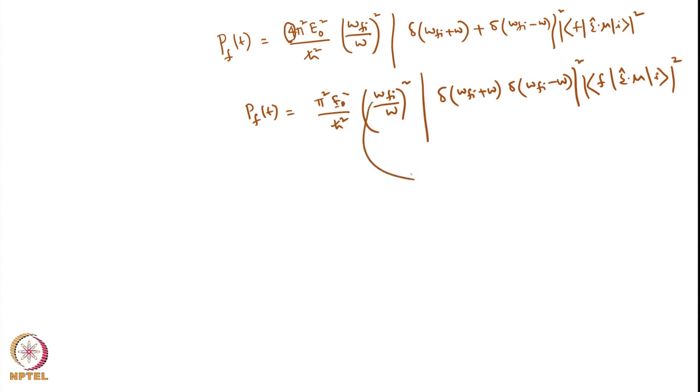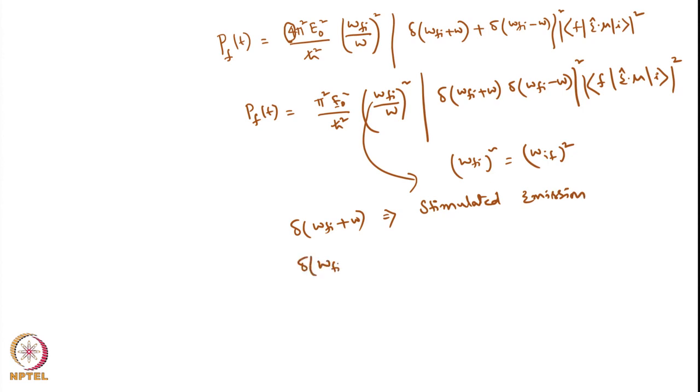Okay. Now there is one more thing. When you are squaring this, omega fi square of course is equal to omega if square. So whether the transition is going from state f to state i or state i to state f, this will remain the same. Now the other thing that we said: del omega fi plus omega corresponds to stimulated emission, and del omega fi minus omega corresponds to absorption. And we said these cannot happen simultaneously; either stimulated emission will happen or absorption will happen. Only one of the processes can happen at a given point of time.